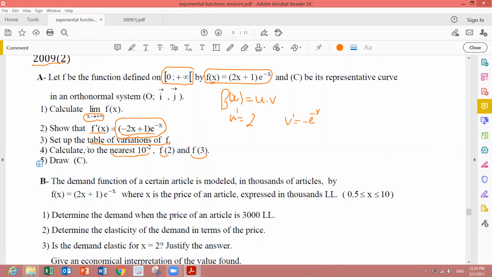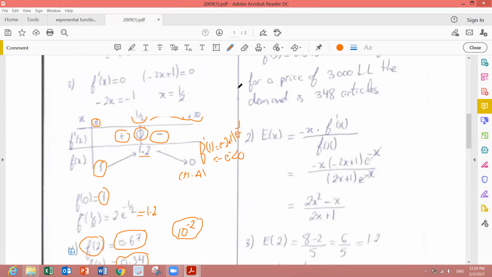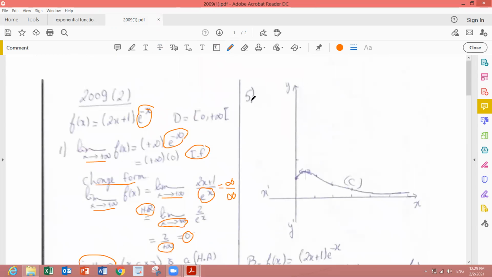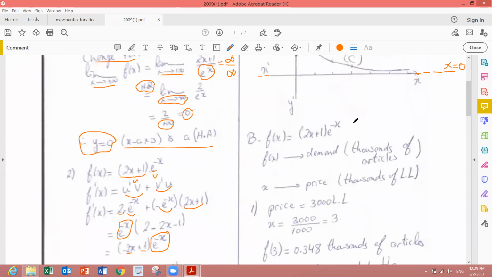Part 5: draw C. We have to draw C. We have x equal to 0, the y-axis, as a vertical asymptote; we put dotted lines here. Now we have the maximum at half, 1.2.